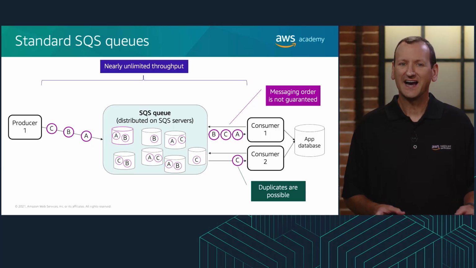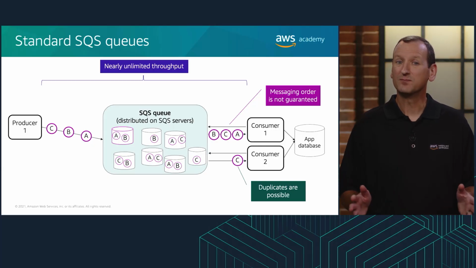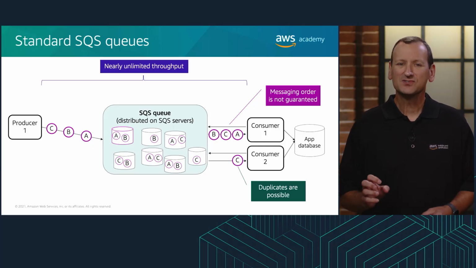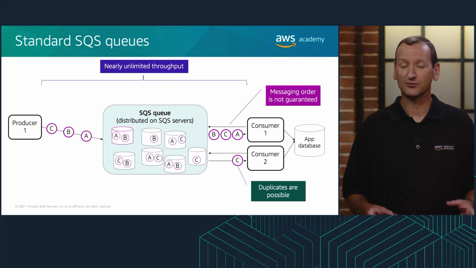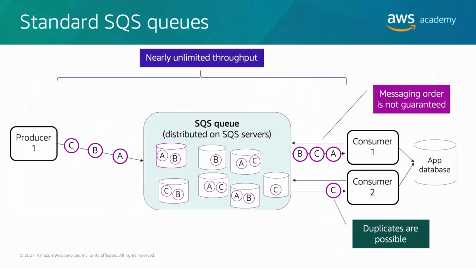Because of the queue's highly distributed architecture, which provides this high throughput, you need to account for two potential conditions related to message delivery to your consumers. First, messaging order is not guaranteed. Standard queues provide best effort ordering.